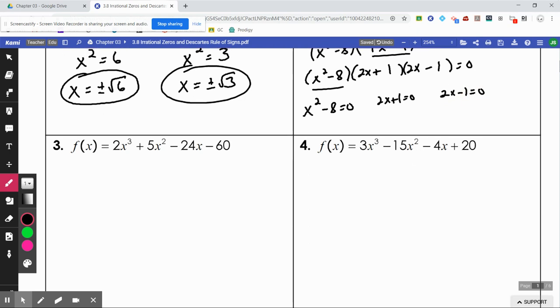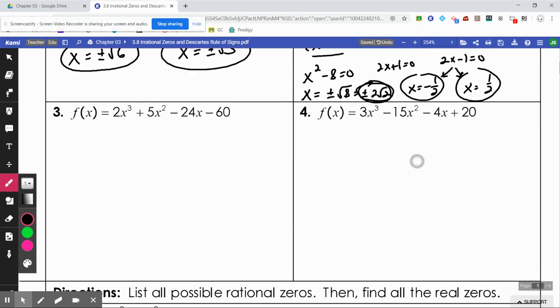And my answers will be, when I move my 8 over and take the square root, x is equal to plus and minus the square root of 8, which we can simplify. That's going to be plus and minus 2 root 2. There's 2 of our roots, and our other 2 roots are going to be x is -1/2 and x is +1/2, just to show you that these 2 roots are rational. That's like what we found in our last lesson. However, you might have some irrationals, 2 root 2, mixed in with your rationals.